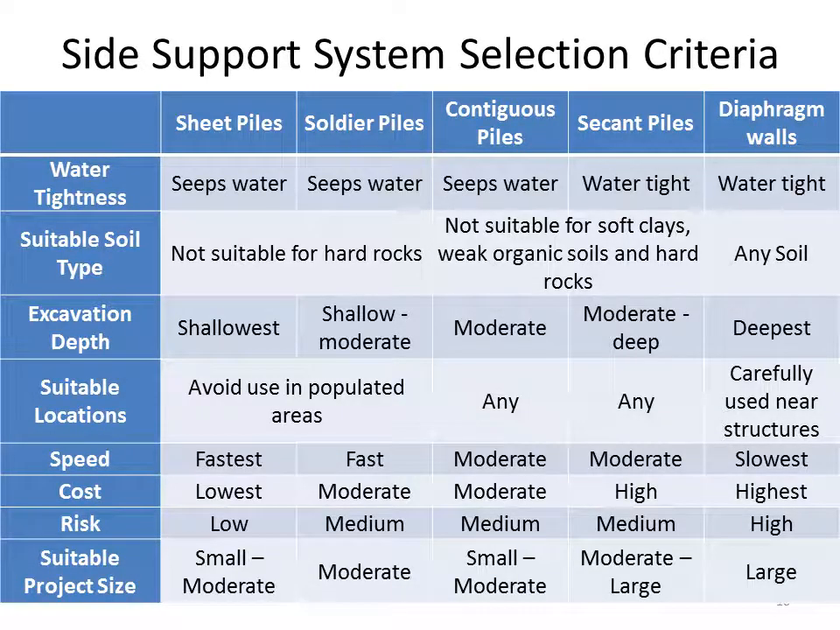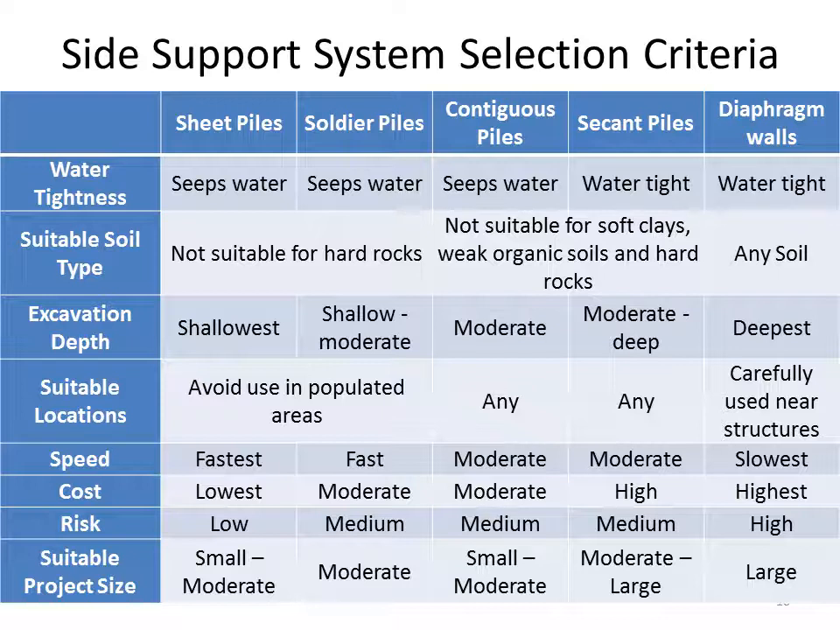So mainly this is how you select between the different site support systems. The major factor here is whether it's a watertight system or not, and the type of soil we are talking about, because sheet piles and soldier piles are not suitable for hard rocks, and in some cases they are not even suitable for stiff clays. Contiguous piles are suitable for most soils, however not for weak organic soils and not for hard rocks also. However, diaphragm walls are suitable in any soil, actually.